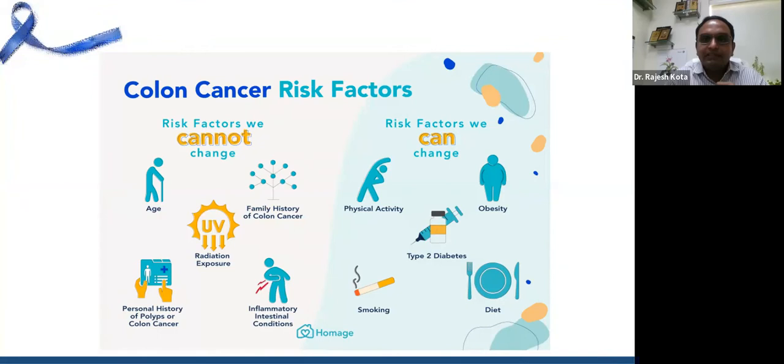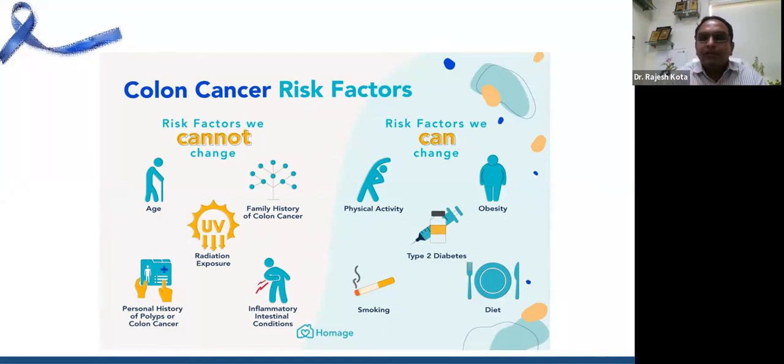Risks we can change. The first and foremost is being obese and living a sedentary life is a risk factor for getting colon cancers. So those two are one of the few risk factors that we can modify by doing regular exercises and keeping our weight in control. We can reduce our risk of getting colon cancer.